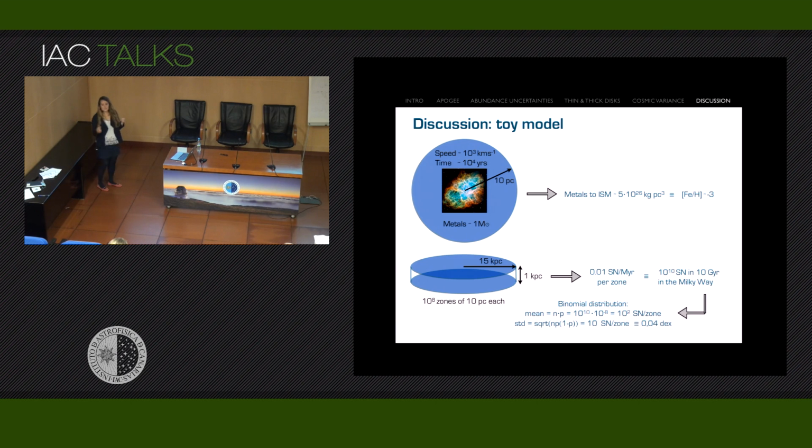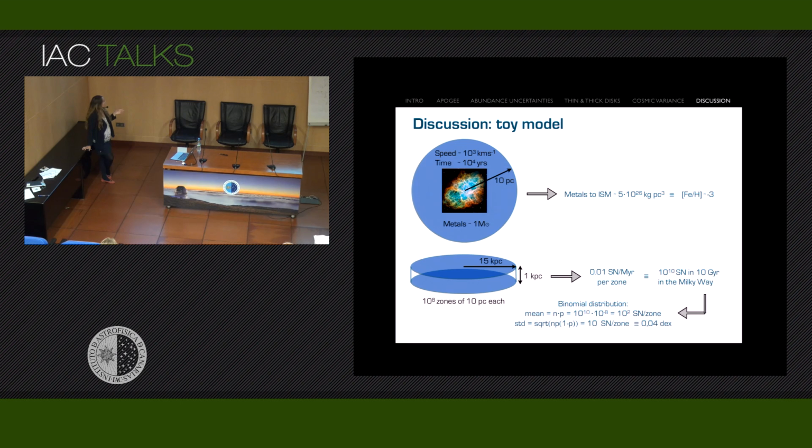So if you take this and you build somehow a galaxy disk, which is 15 kiloparsecs in radius and 1 kiloparsec in height, you will have 10^8 zones of this 10 parsecs radius inside it. So if you take a rate of 0.01 supernova per million years in each zone, it will mean that in 10 gigayears, you will have in total 10^10 supernovas in the whole disk of the Milky Way.